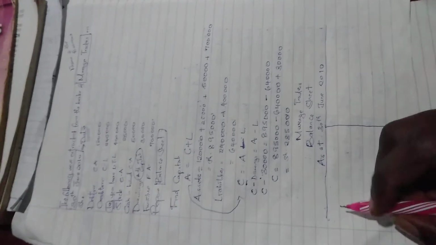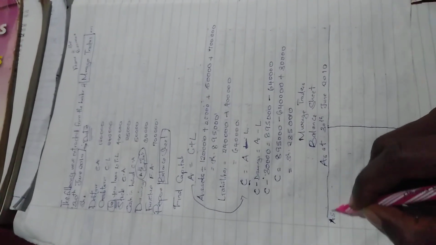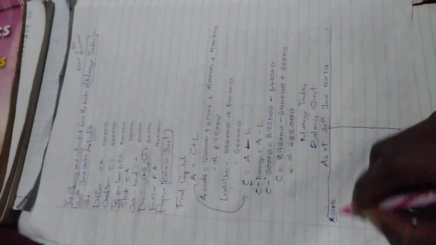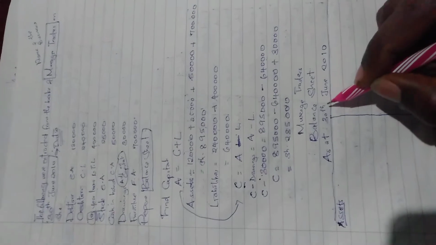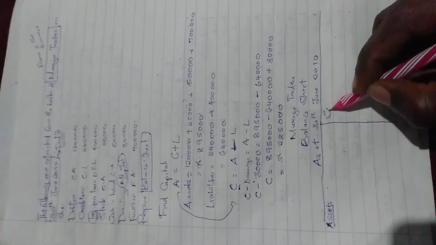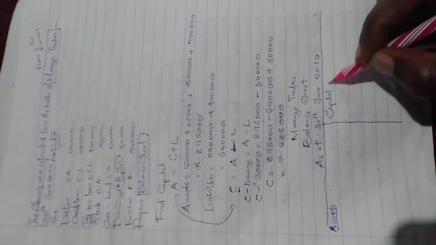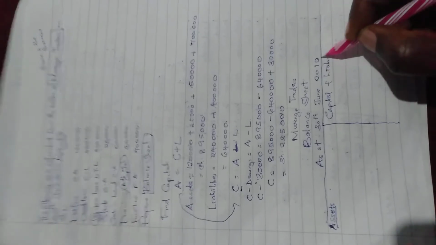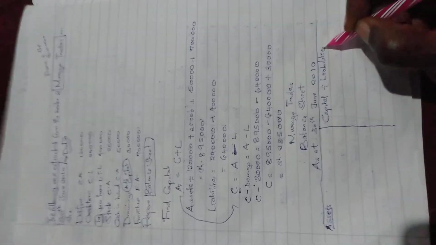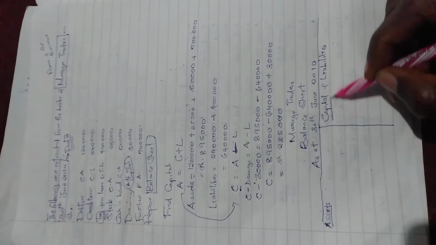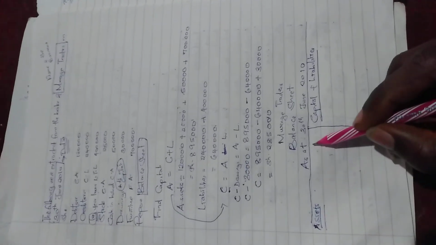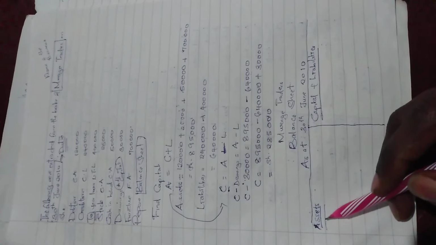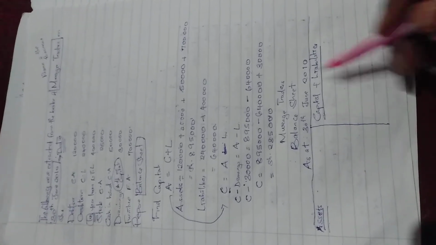Now, remember what we said. You arrange them, assets. So you have assets. Then this other side you have capital plus liability. That is the bookkeeping equation that you can clearly see there. So even if you put an equal sign here, it becomes assets is equal to capital plus liabilities.